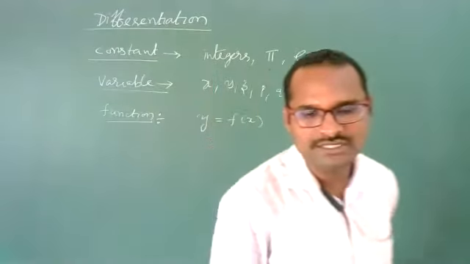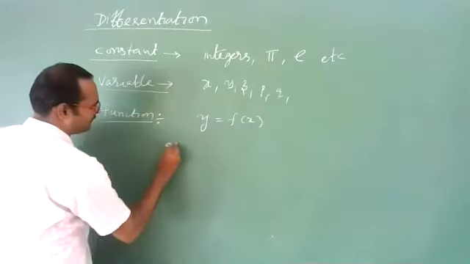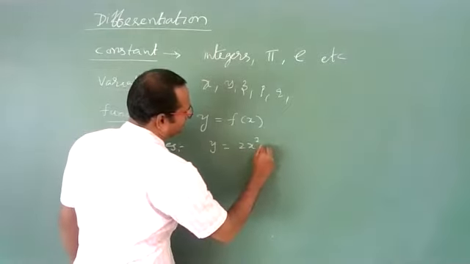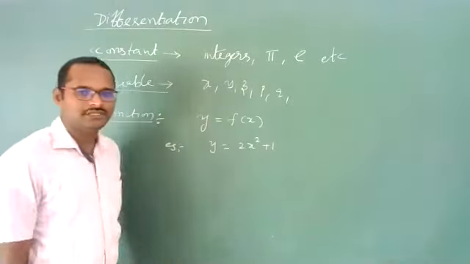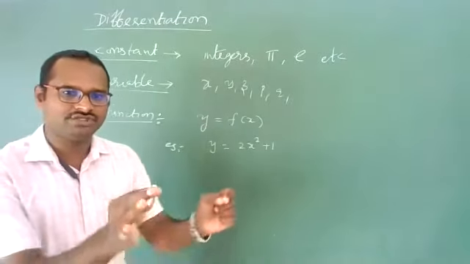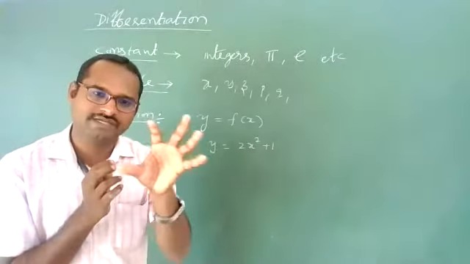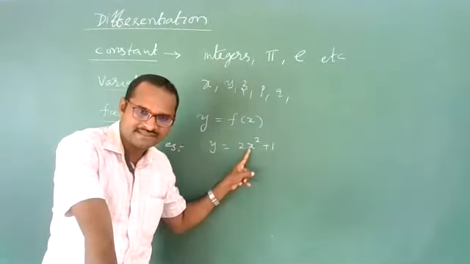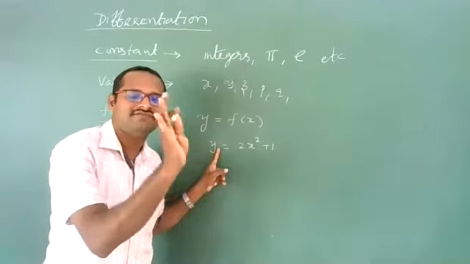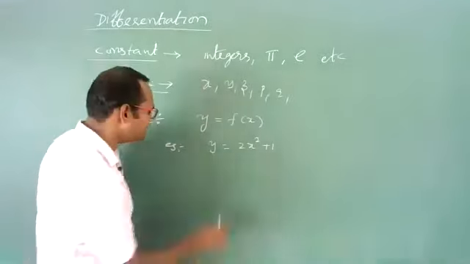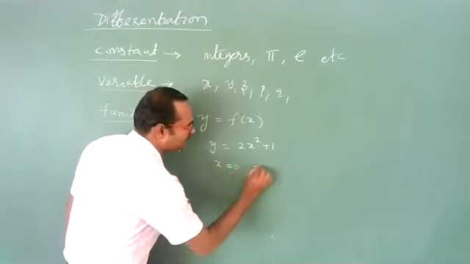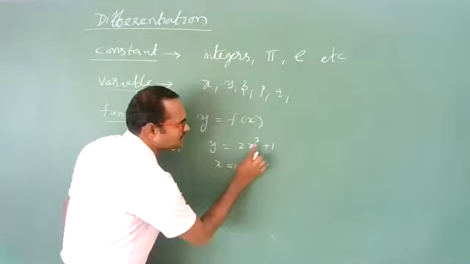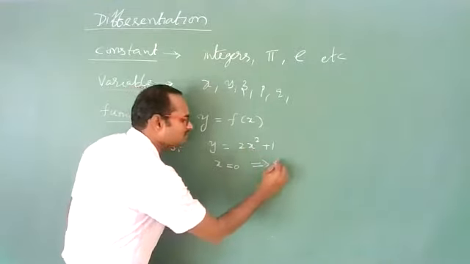Are you understanding? For example, take y is equal to 2x square plus 1. Now, we can say y is a function of x. How? It has to obey one thing: for every different value of x, y should have a particular finite value. Imagine x is equal to 0. Then y value, substitute x is equal to 0: 0 square is 0, 0 into 2 is 0, 0 plus 1 is 1.